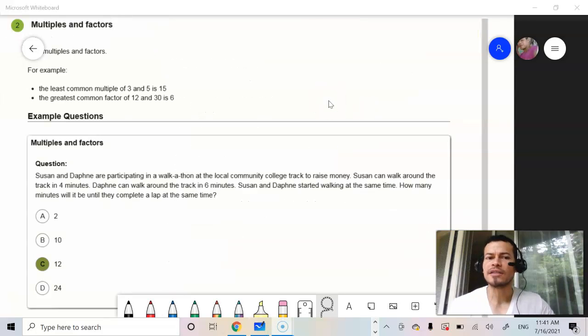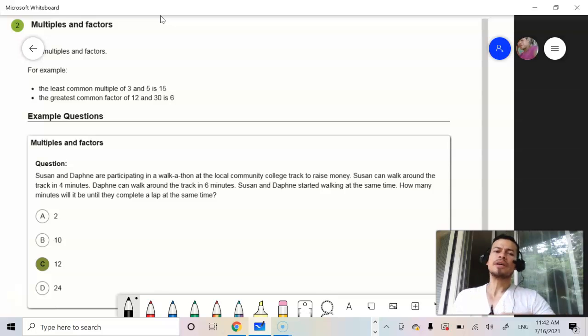Okay, so we are going to solve now problem number 2. The problem number 2 is about multiples and factors. For example, you have here that the least common multiple of 3 and 5 is 15. Why? Because 15 is the least amount that you can get multiplying 5 and 3, right? And then the greatest common factor of 12 and 30 is 6.